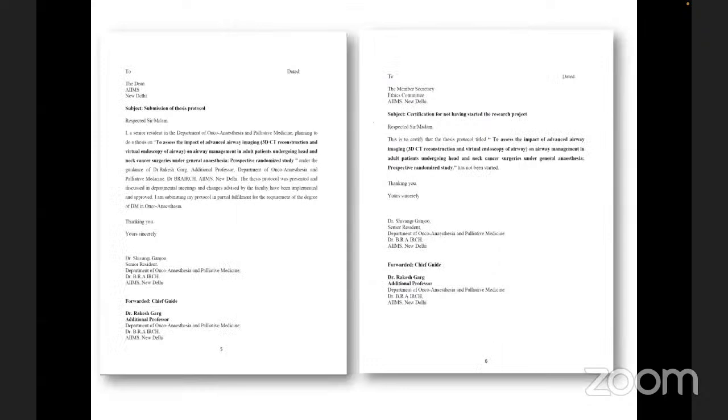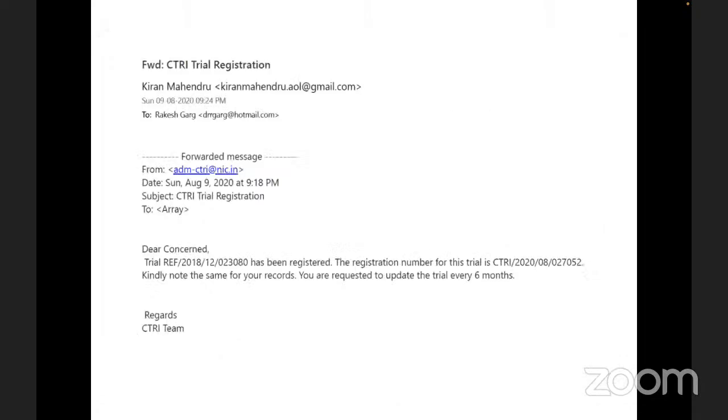You need to submit to the ethical approval member secretary for the ethics committee, and to the dean for the academic approval. Even some of the ethical committees will ask for the provisional registration, the CTRI registration. It is a prospective registration. It cannot be done retrospectively. So always register your protocol once it is approved into the CTRI, and obtain the number.